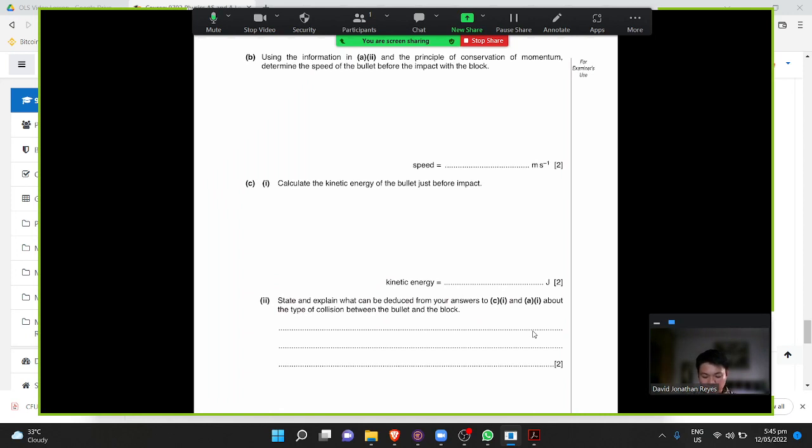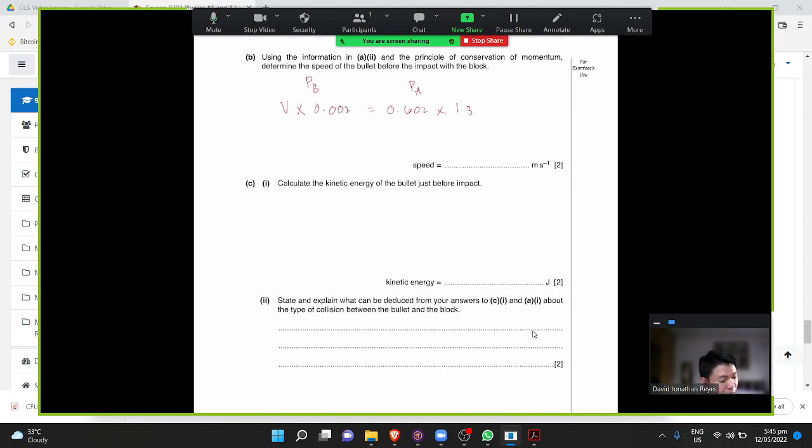Here, you are asked to use the information from part A and the principle of conservation of momentum to determine the speed of the bullet before the impact with the block. So here we're going to use conservation of momentum as we have discussed already, so it should not be any problem. At first, the only motion that you have is the bullet. The block is stationary, so that gives you v times 0.002 equals 0.602 multiplied by 1.3. Right? That's the speed of the block and bullet.